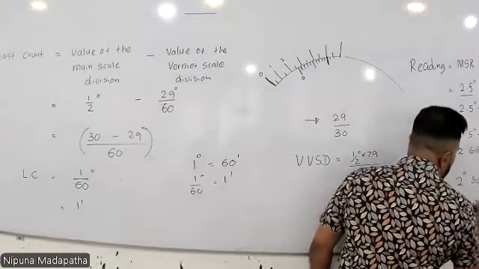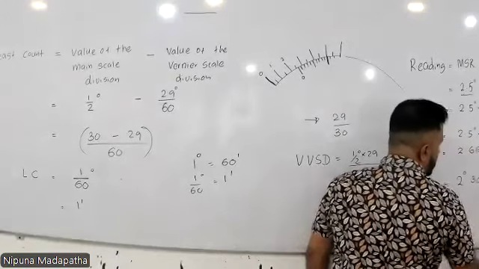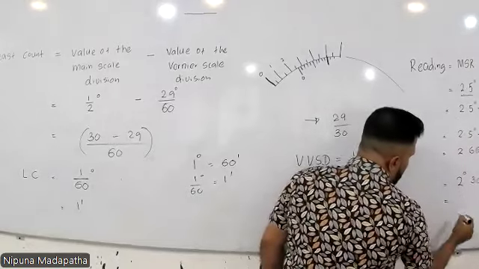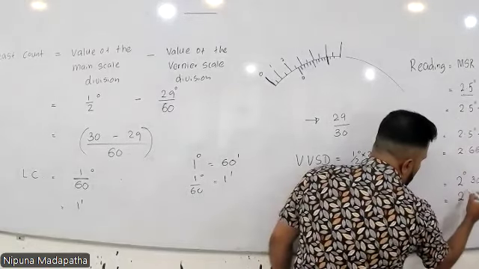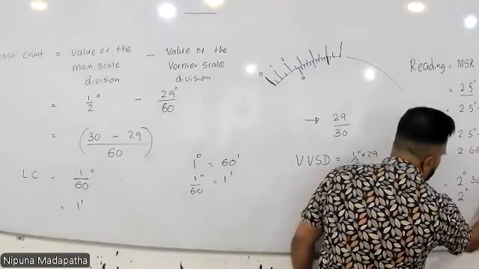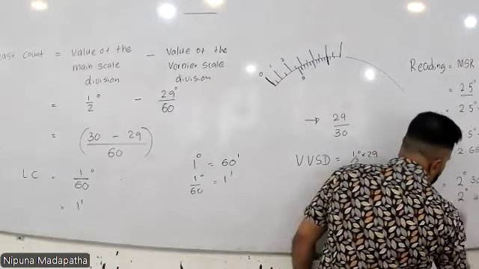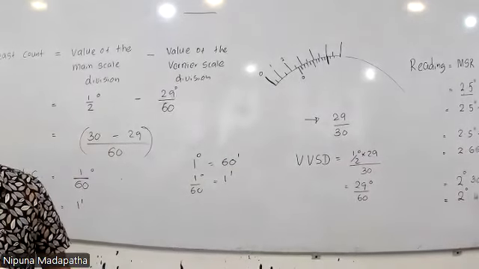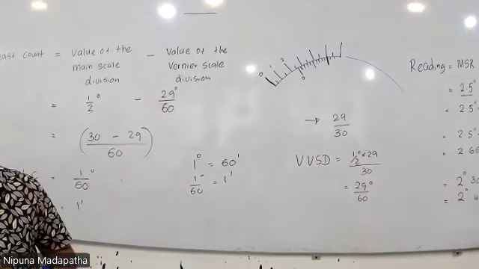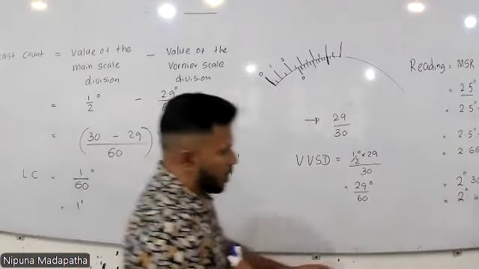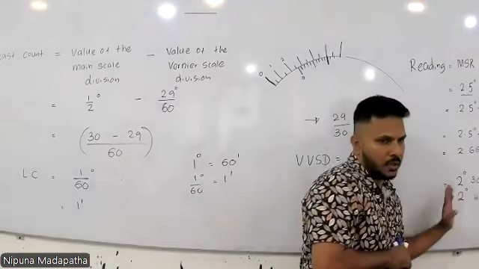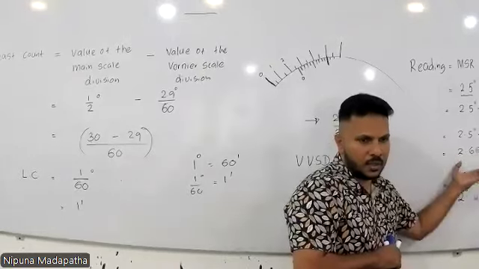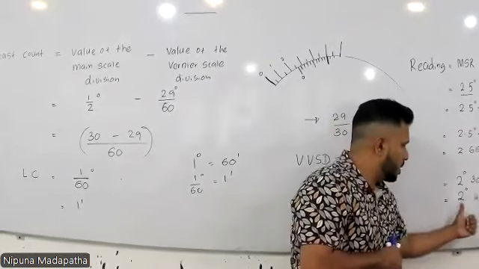the number of vernier divisions in line with the main scale, which is 10, and the least count is 1 minute. So it is 2 degrees and 30 plus another 10, that is 40 minutes. 2 degrees and 40 minutes. So that must be the final answer. You can express the answer like this, in degrees and minutes. It is not compulsory. You can use degrees and minutes.